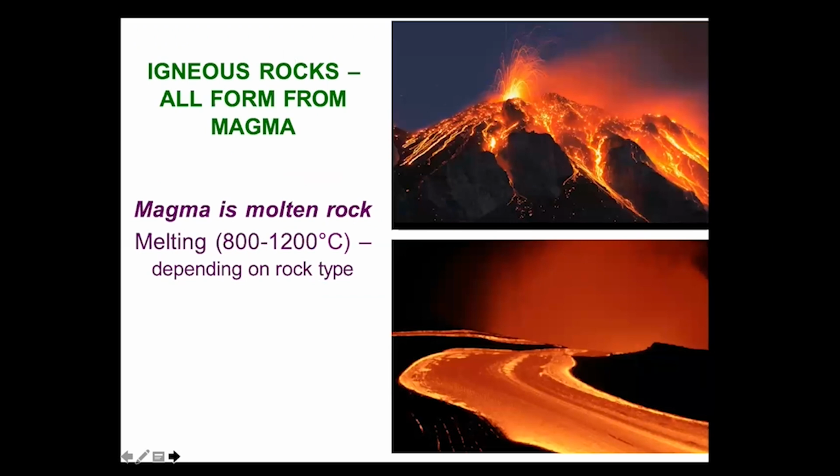Igneous rocks, if we look at those first, are all formed from magma. Here are spectacular displays of magma when a volcano erupts. Magma is simply molten rock. Its typical temperature is between 800 to 1200 degrees Celsius, depending on the type of magma. And when it gets really hot, it can flow down the hillsides, and you can get rivers of magma flowing down slowly.